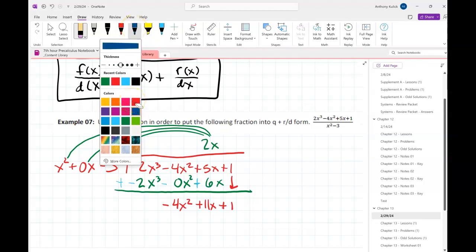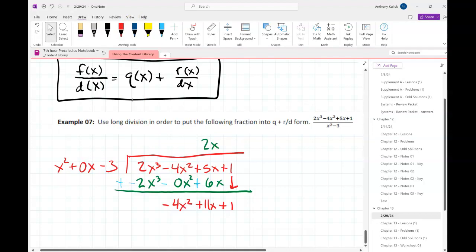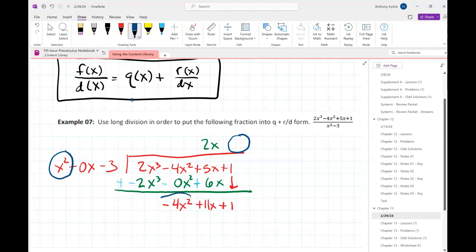And now I'm going to repeat that same process and ask myself, what times x squared gives me negative 4x squared? What times x squared gives me negative 4x squared? My answer is negative 4. Everybody's good?